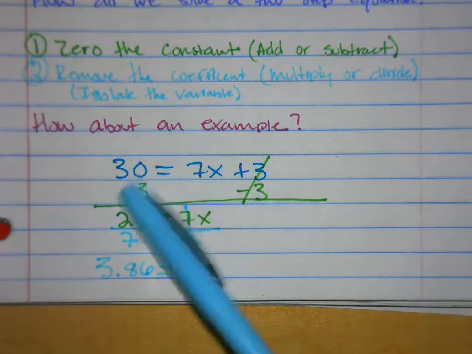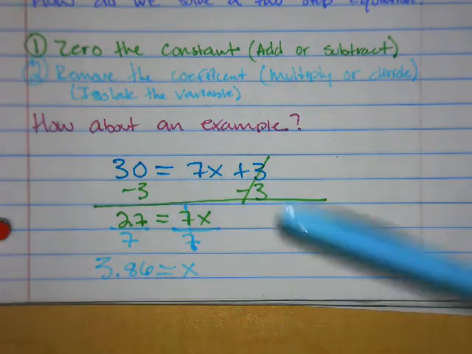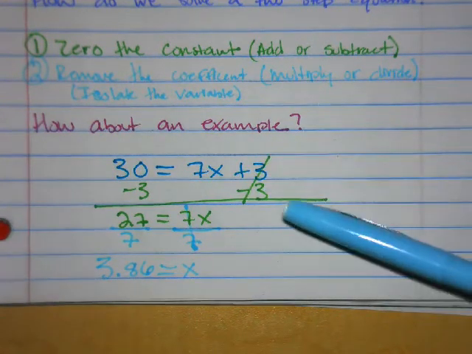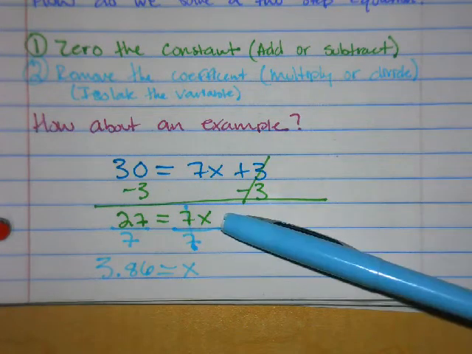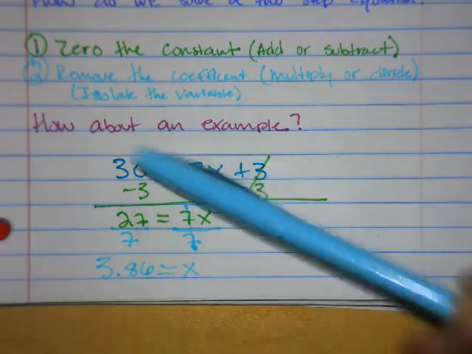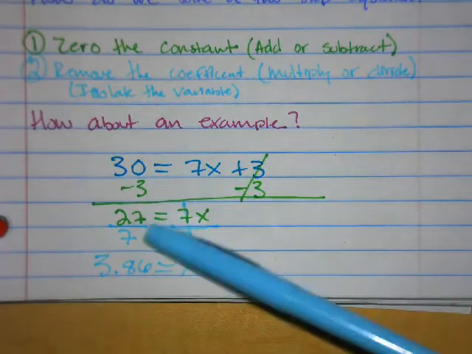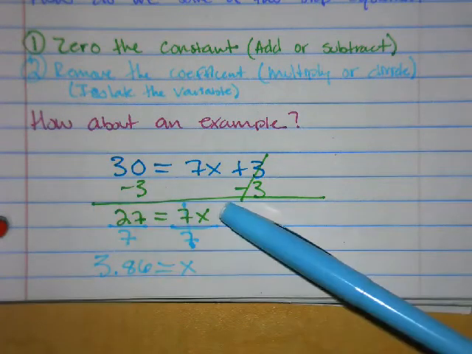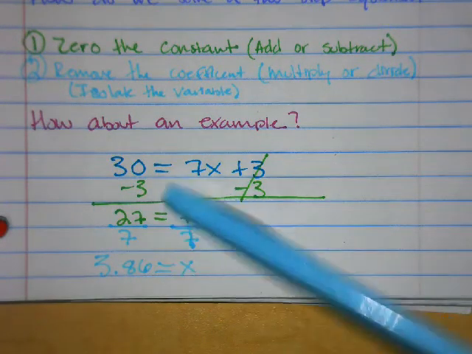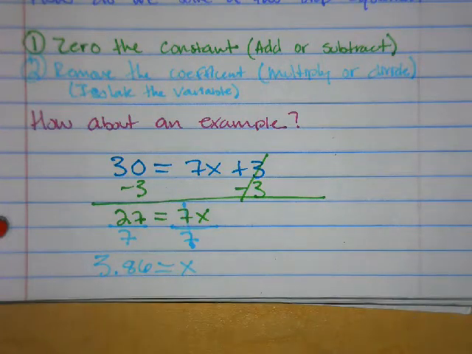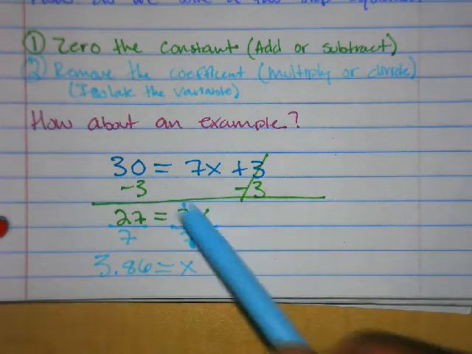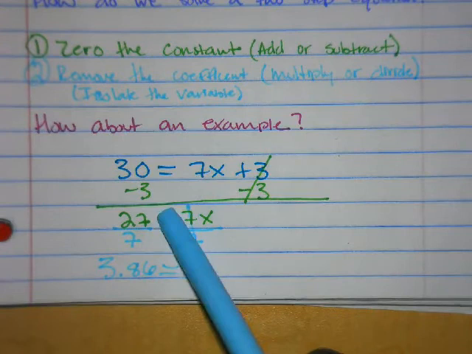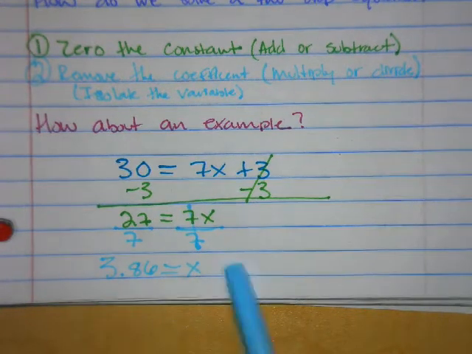So again, we started with 30 equals 7x plus 3. The first step was to remove the constant, which was plus 3. So to remove it, we did the inverse, which was minus 3, and that goes out the way, zeroes out. Whatever I do to one side, I must do to the other. So we have 30 minus 3 is 27. So then we brought down the 7x. So 27 equals 7x. And then we divide it by 7 because this is 7 times x, and the inverse of multiplication is division. So we divide by 7. 7 divided by 7 leaves 1x. And then 27 divided by 7 leaves 3.86. And that's your answer.